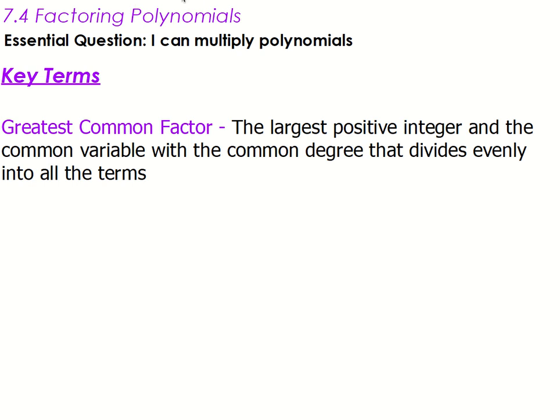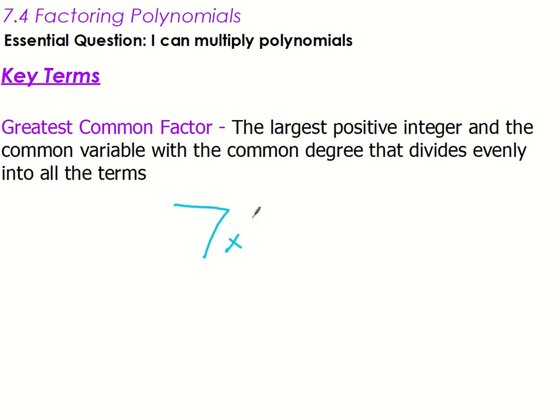All right, folks. Factoring polynomials. First thing we have to know is what the greatest common factor is. A lot of us have known what that is, like when we're reducing fractions. But now it has to do with the largest positive integer and the common variable with the common degree that divides evenly into all terms.